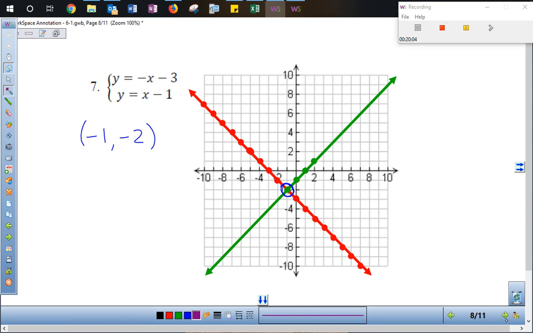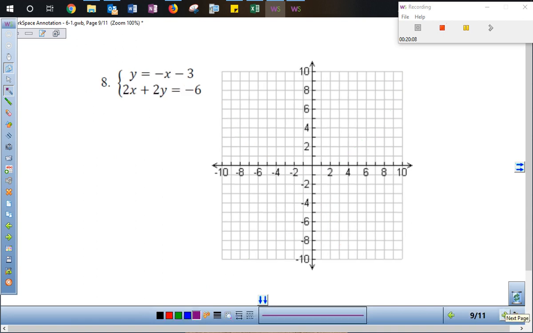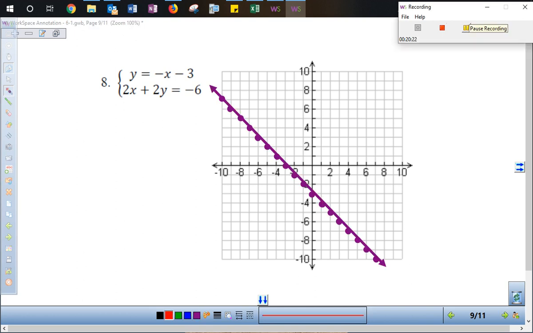All right, on number 8, I have y equals -x minus 3, and 2x plus 2y equals -6. So here's what I'd like you to do. I'd like you to pause the video and just graph the first equation. Then come back and we'll do the second one together. When you graph your first one, it should have a y-intercept of -3 and a slope of -1.